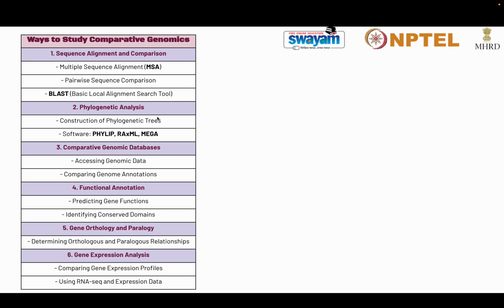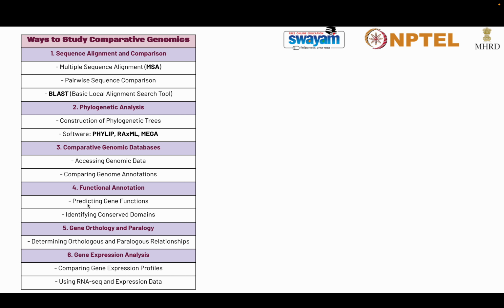Then comes phylogenetic analysis. After alignment, you can also construct phylogenetic trees, and for that you can use software such as Phylip, RAxML, MEGA. You can also use the comparative genomic databases. You can assess the genomic data. You can compare the genomic annotations in comparative genomics.